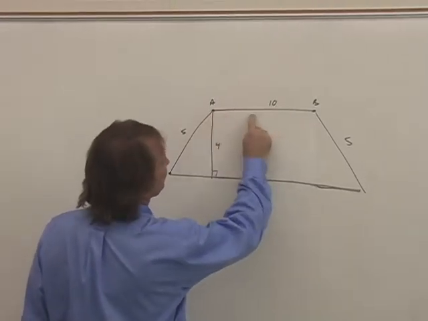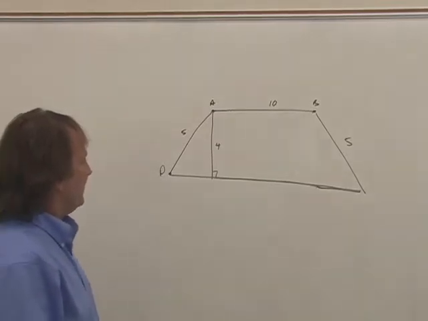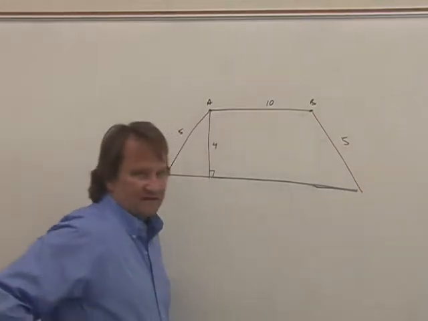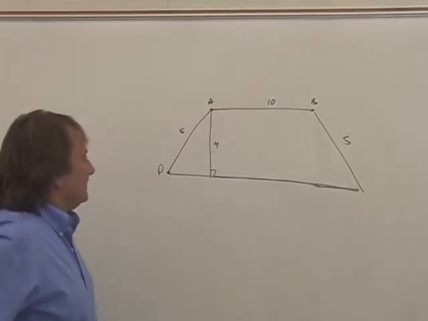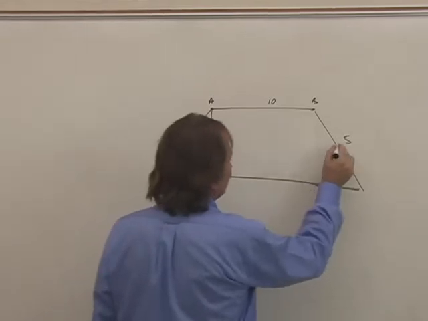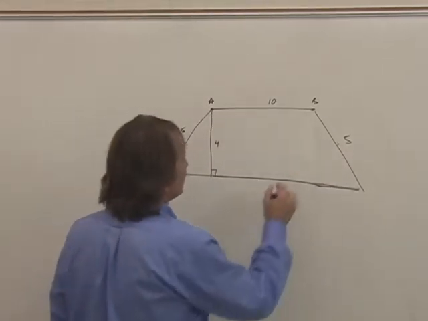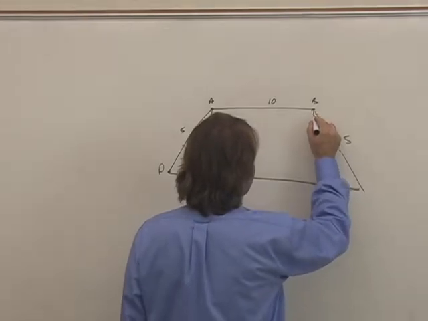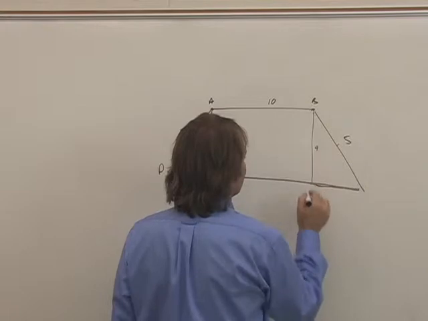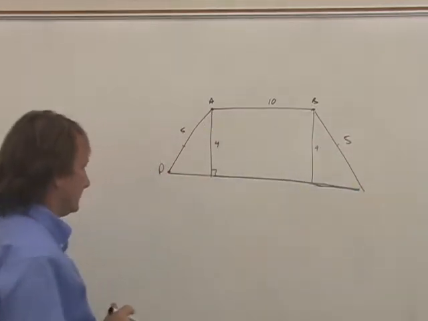They're telling us that this line here has a length of 10. And they're also telling us that the length of this other side over here is 5. Okay? So we know that this side and this side are congruent. And we know that the height, again, since these lines are parallel, the height over here must be 4. So that the triangles here and here are also congruent.